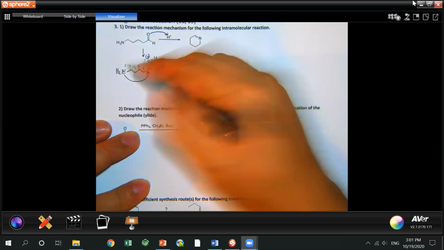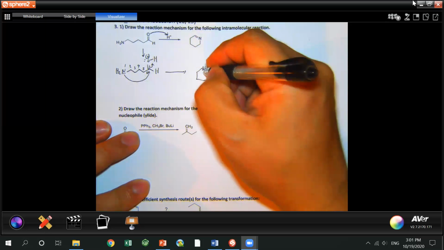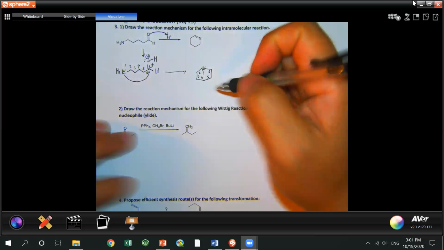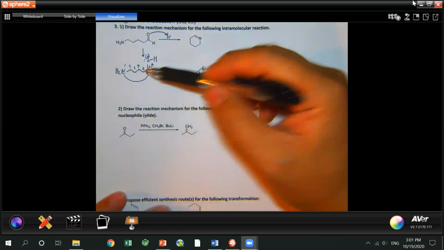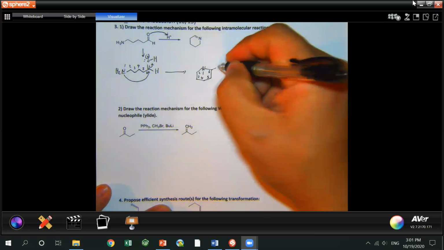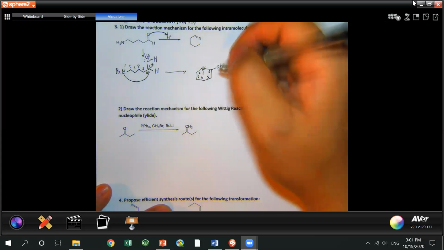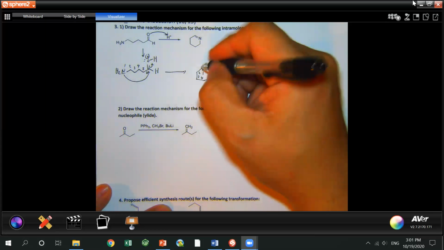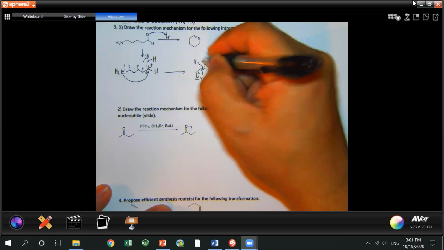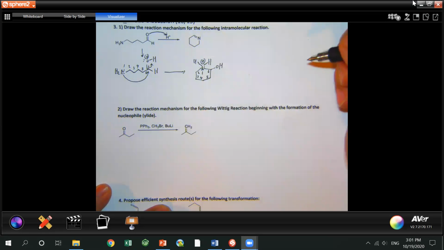So 1 should be nitrogen, then 2, 3, 4, 5, 6. Nothing on 2, 3, 4, 5, but on the 6 carbon you have an OH group and 1 extra hydrogen here, and then 2 hydrogens on the amine. Then follows an intramolecular proton transfer.